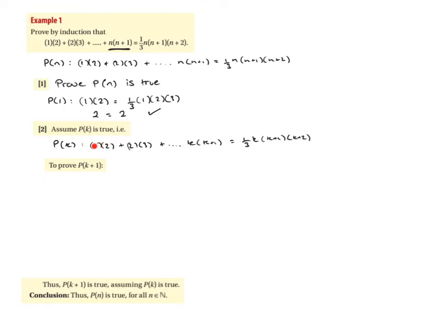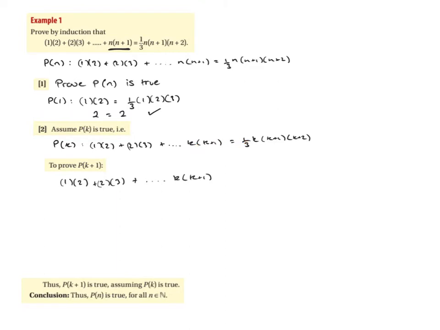pk plus 1 is going to be essentially this same thing here on the left hand side, but we're going to add another term on here. Then we're going to replace all the k's here with k plus 1s on the right hand side as well, because we're just putting k plus 1 through the function. So we're still going to get 1 times 2, plus 2 times 3, plus, and that's going to keep going. We're still going to get that k times k plus 1. But now we're going to add another term on the end here.